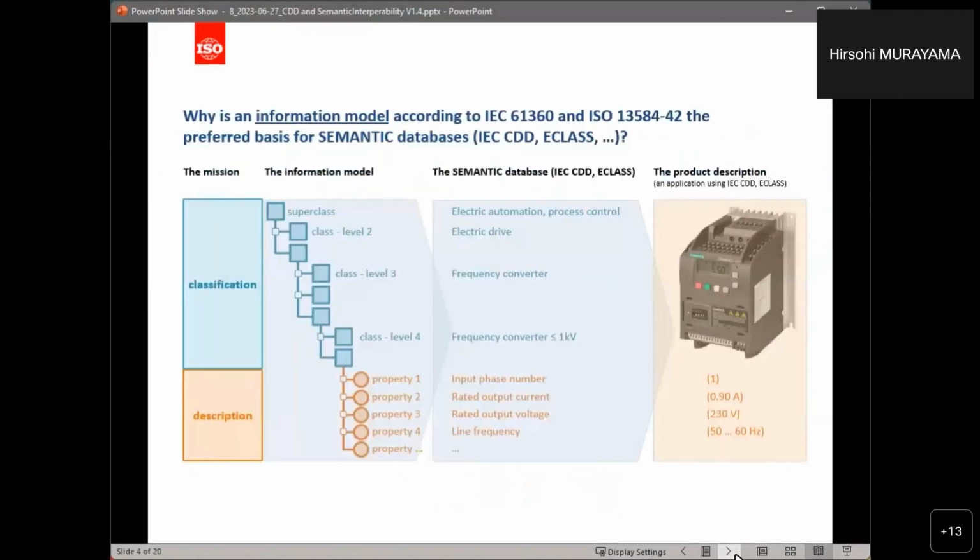Okay, next slide, please. Why is ontology necessary? It is evident for many people here, but you cannot model everything in the information model, especially what a product means and what each property means. These need to be provided in a separate database. That is, in our case, the IEC-CDD and the content of the IEC-CDD database. Next slide, please.